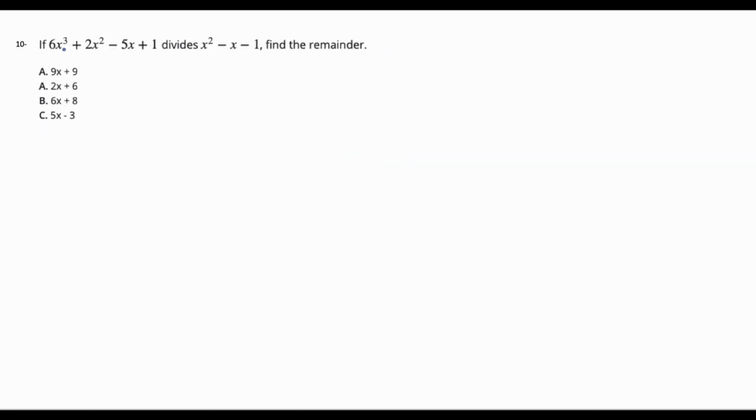Question 10 says, if 6x cubed plus 2x squared minus 5x plus 1 is divided by x squared minus x minus 1, find the remainder. So here we'll have to do a long division. 6x cubed plus 2x squared minus 5x plus 1.